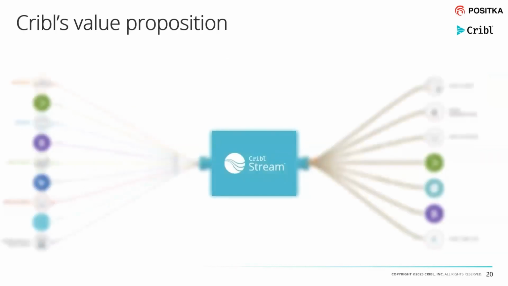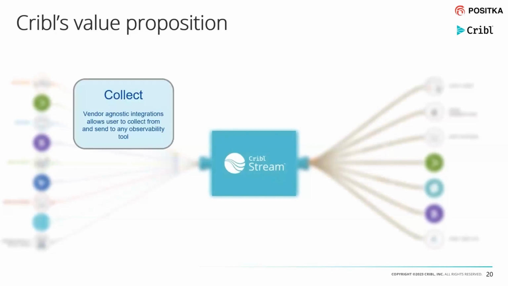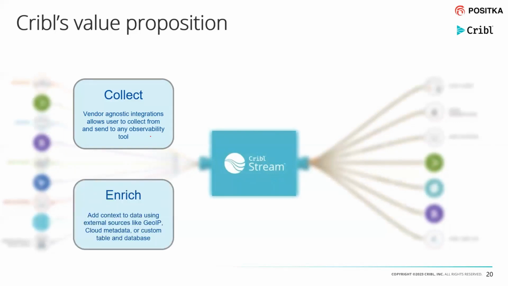So this is the value proposition of Cribl sitting in the middle of your data pipeline. First, it allows you to collect data from any source. It doesn't matter who the vendor is, and you can send the data to any observability tool. It can then enrich data on the fly. You can add context to the data, such as GeoIP, cloud metadata, or a custom database table. You can do that as part of the data movement before it reaches the destination.